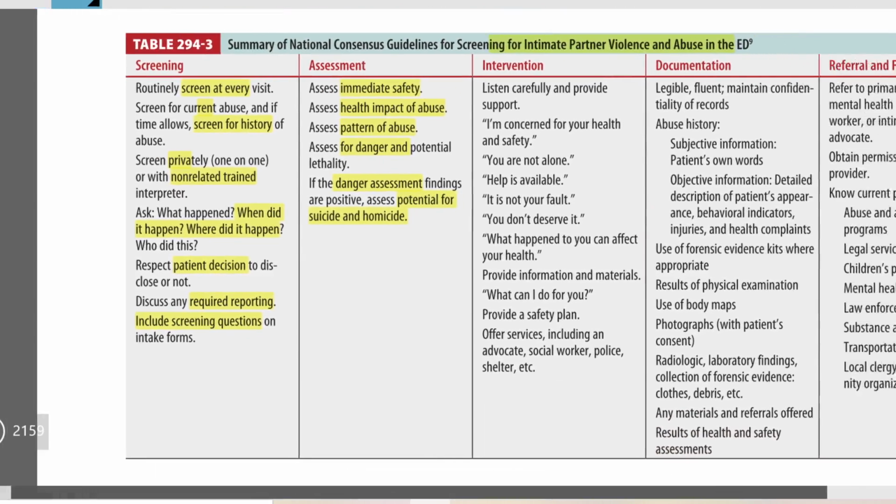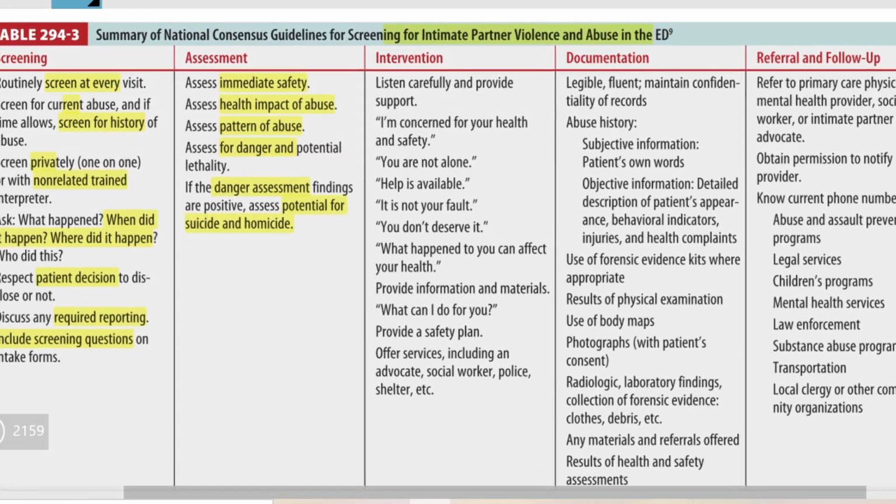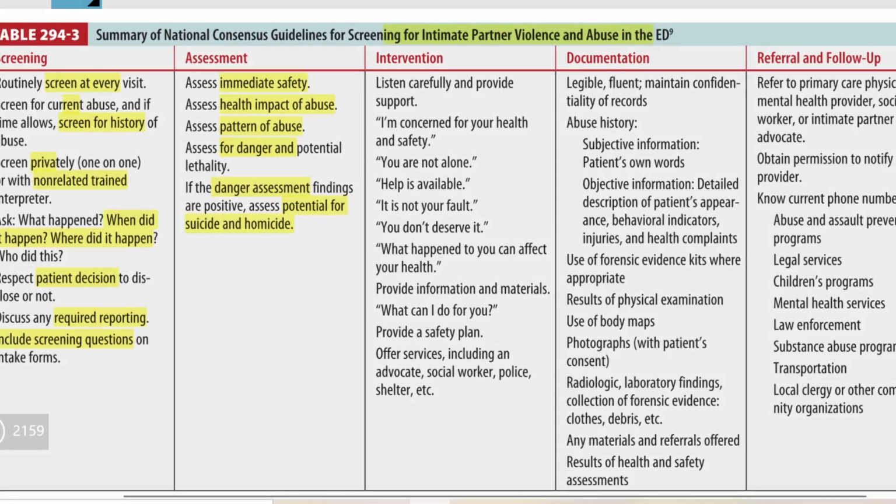What intervention is required in these circumstances? We must listen carefully and provide support. We must communicate in these terms and in these words: I'm concerned for your health and safety. You are not alone. Help is available. It is not your fault at all.